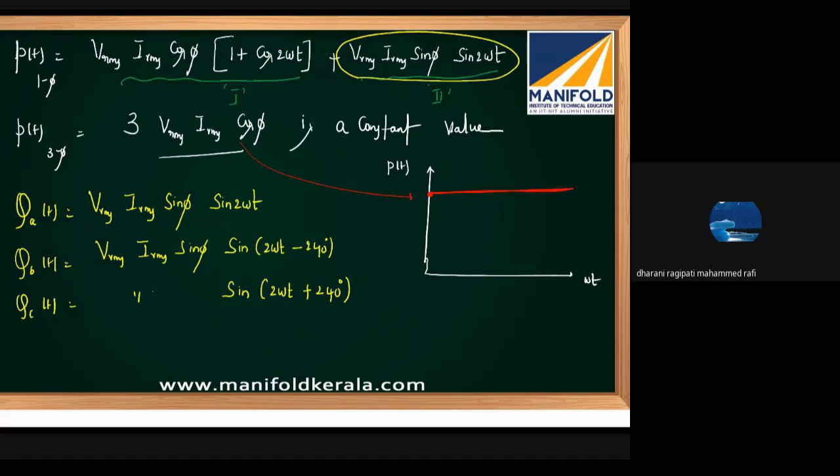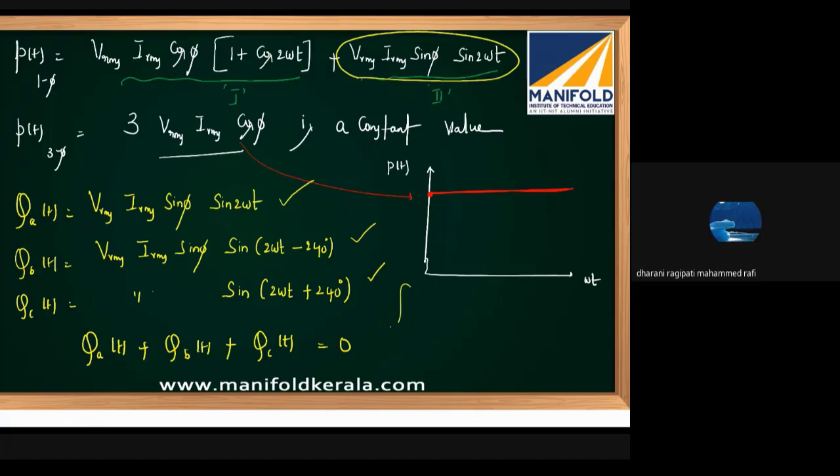Understand? So this is the reactive component for A phase, B phase, and C phase respectively. If you add these three reactive components instantaneously, that means at each and every instant of time, if you add all three reactive powers, you can take sine theta plus sine theta minus 240 plus sine theta plus 240. The sum would become 0. That means instantaneously all three reactive power sums is becoming 0. That's why it is not being reflected in the instantaneous power formula.